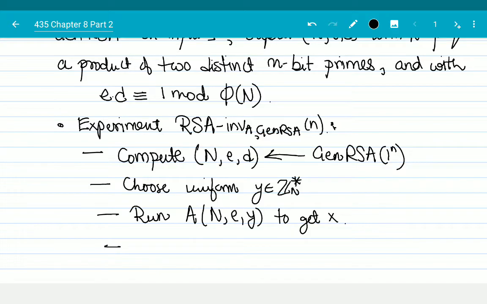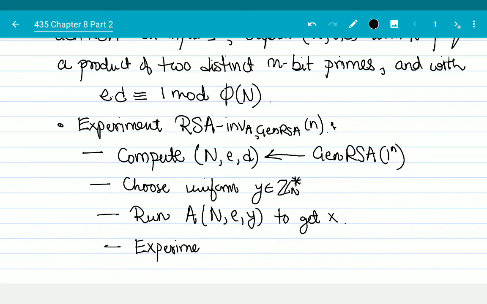Experiment evaluates to 1. So run, the adversary is given n, e, and y. Okay, so the adversary is not given d. That would defeat the point of d, the adversaries and the experiment. The adversary's job is to find d given n and e.